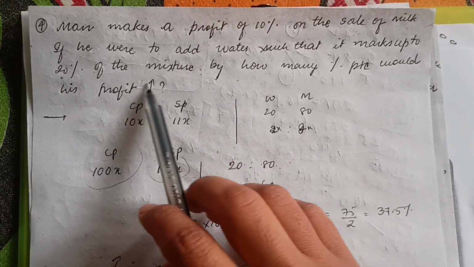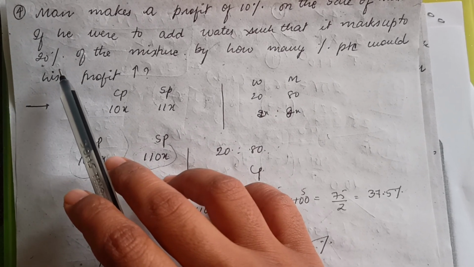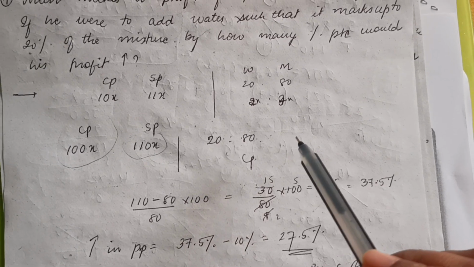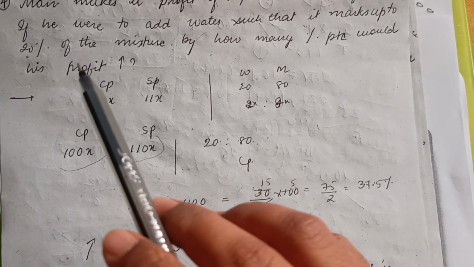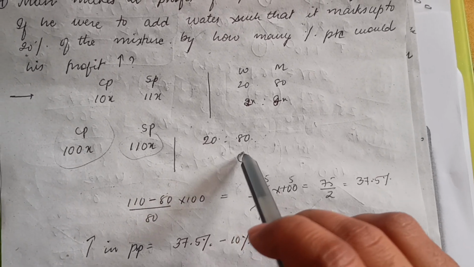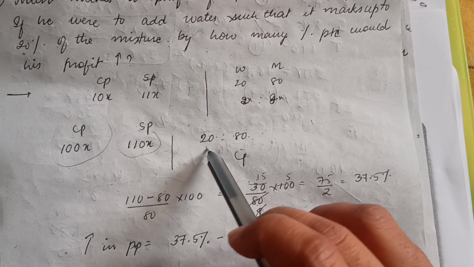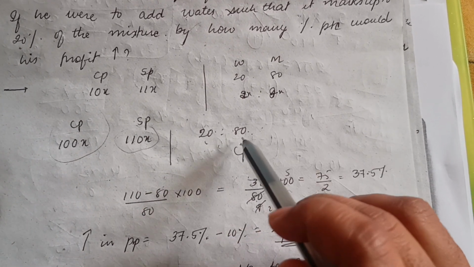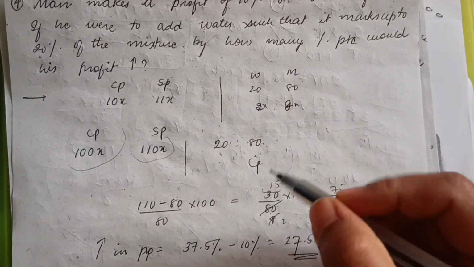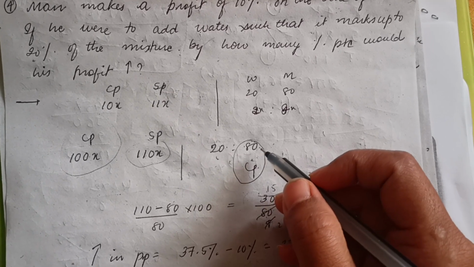Also, they have mentioned that after adding water, the water is 20% of the mixture. That means if he has a mixture of 100 liters, 20% of water is added, and the remaining will be the milk. Here this 20 will be water and this 80 will be milk. So in order to calculate this percentage points, we have to consider this 80x as the cost price.